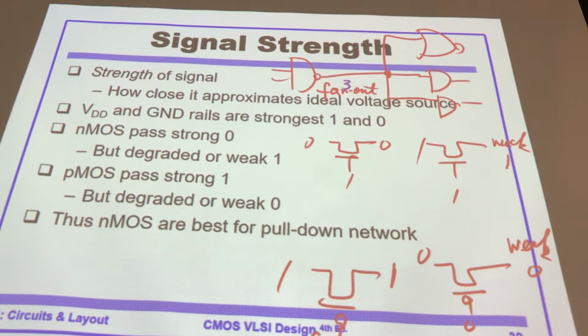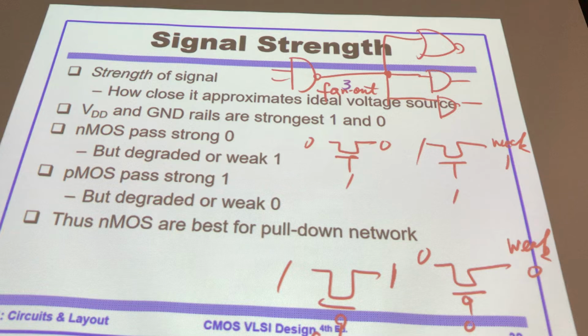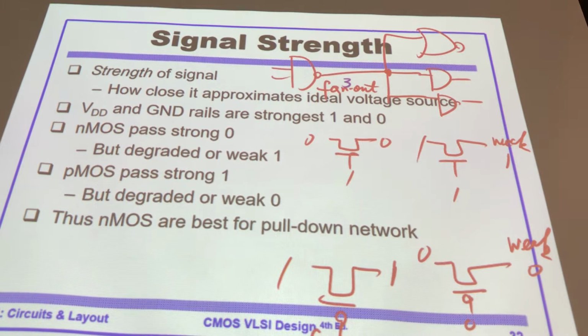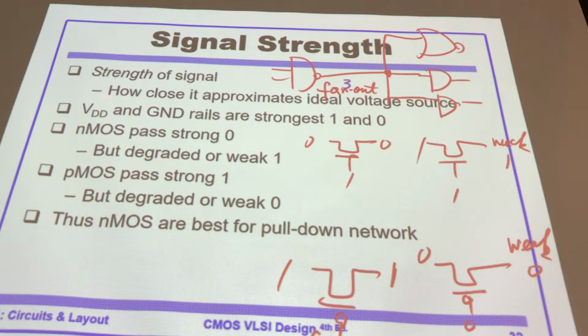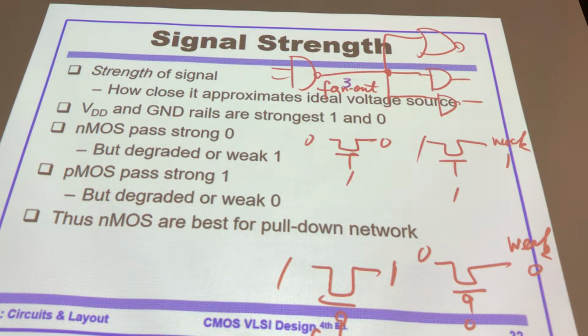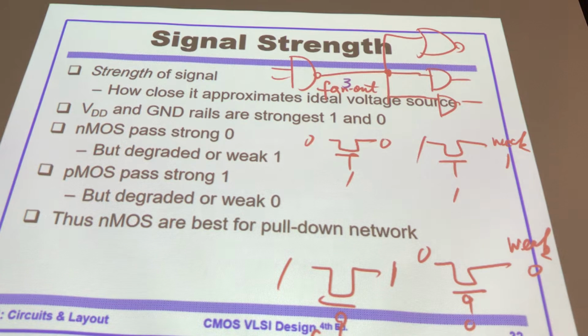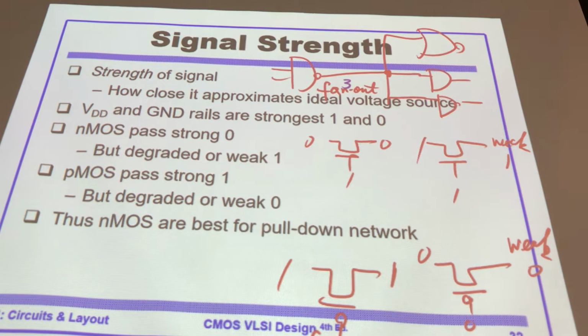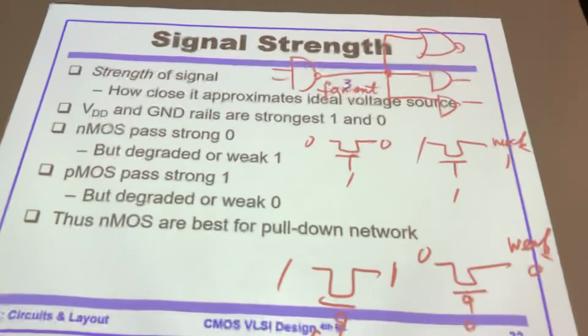At the end of the last class, we talked about signal strength. What does signal strength mean? It means how strong the signal is, how close to the ideal voltage level for that signal, either 0 or 1. How close it approximates an ideal voltage source. With a 0 signal, how close to 0 volts? With a 1, how close to VDD? For example, 2 volts, 3 volts.